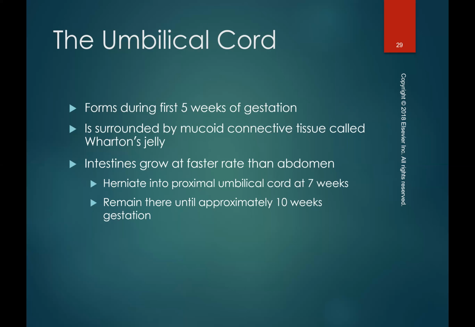So the intestines grow at a faster rate than the abdomen, and they herniate into the proximal umbilical cord around 7 weeks. This is totally normal, mid-gut herniation, until the baby grows enough, and then they go back in around 10 weeks.